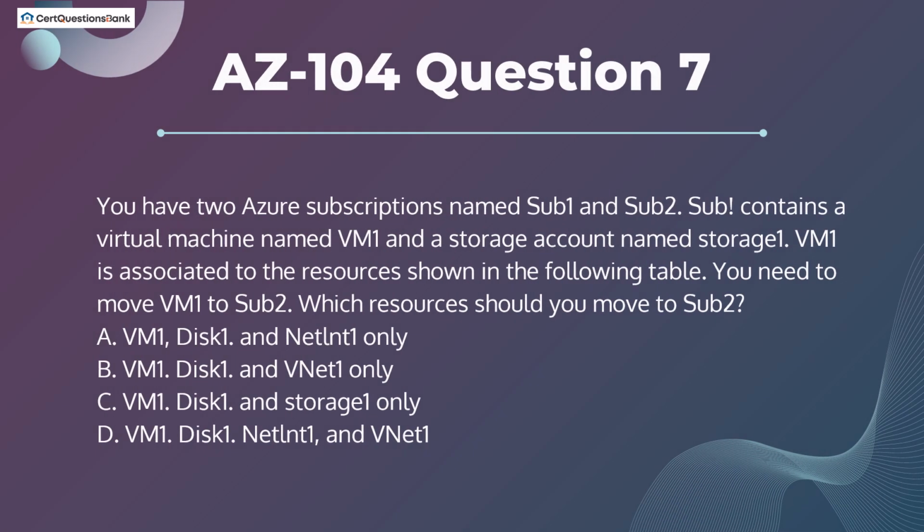You have two Azure subscriptions named Sub1 and Sub2. Sub1 contains a virtual machine named VM1 and a storage account named Storage1. VM1 is associated to the resources shown in the following table. You need to move VM1 to Sub2. Which resources should you move to Sub2?